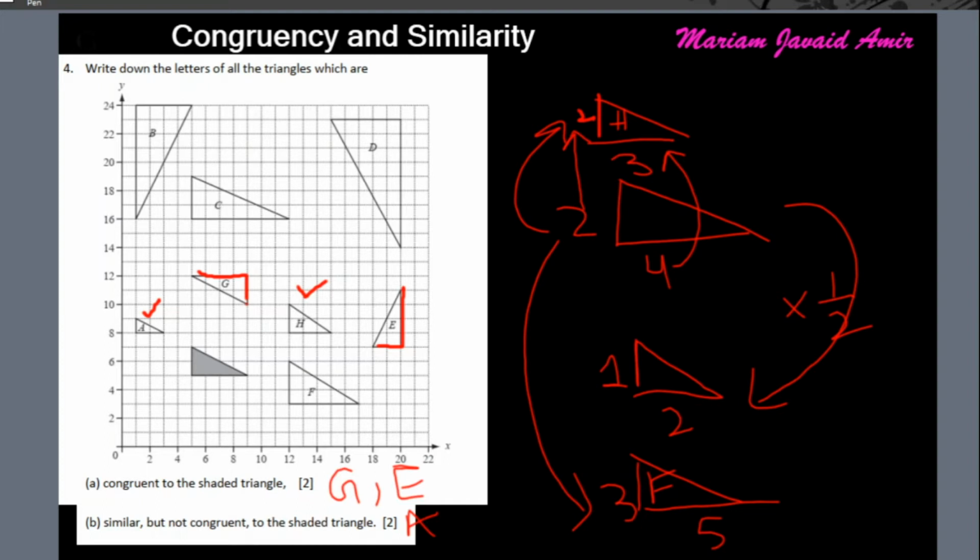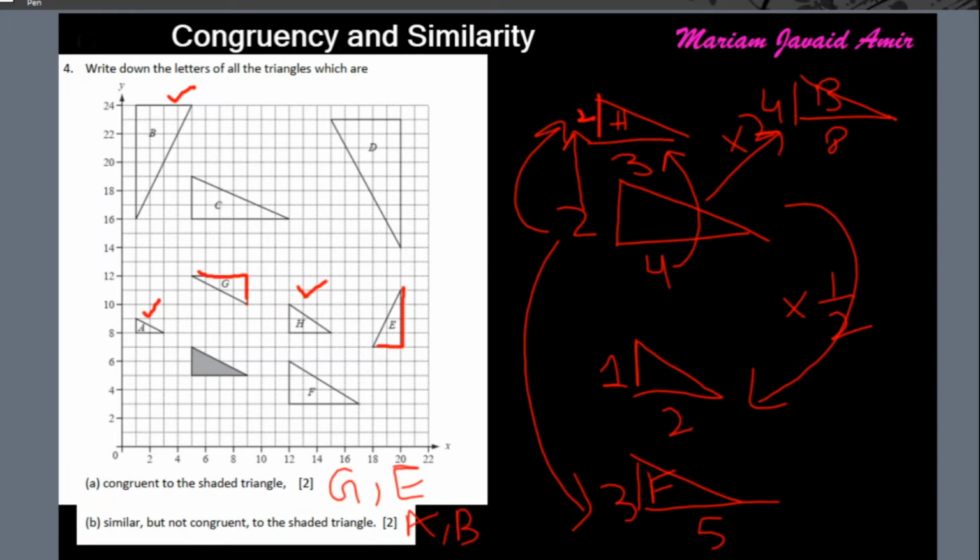So let's try this one. This has 4 units here. And how many units here? 1, 2, 3, 4, 5, 6, 7, 8, 8. So yes, this is similar to it because when I multiply this with 2, I get both the lengths, I get this length B. So B is the answer.